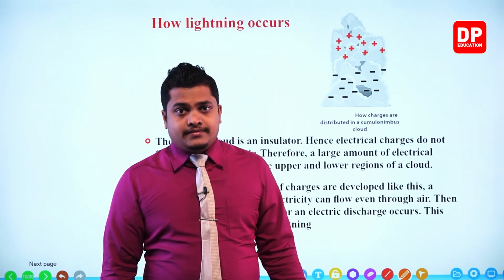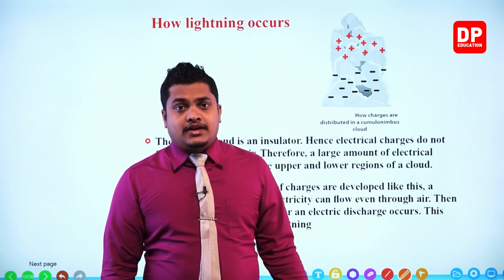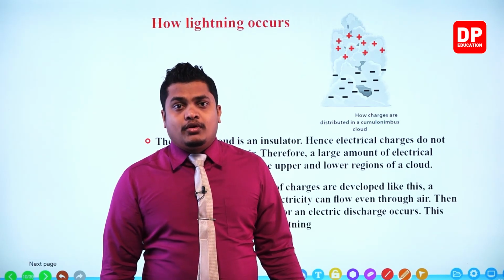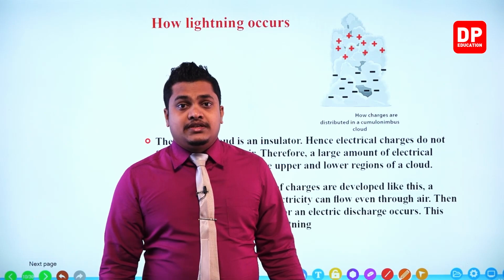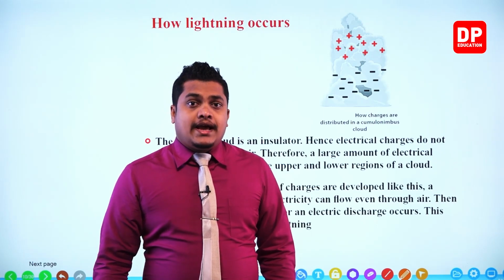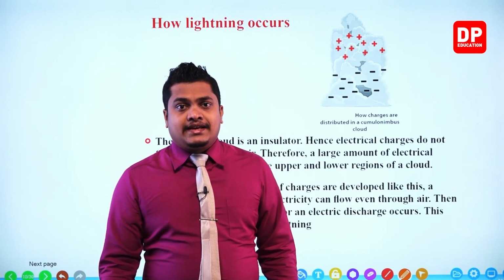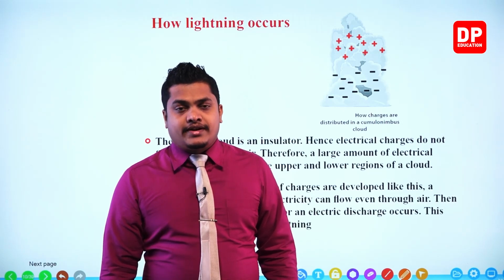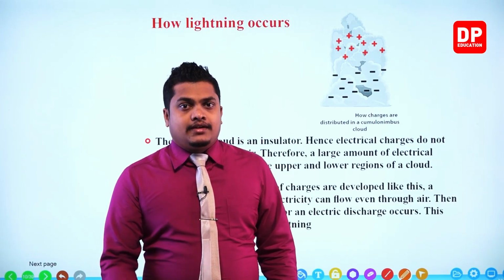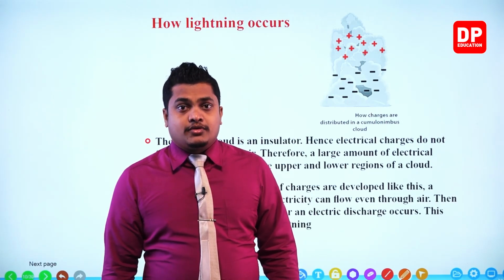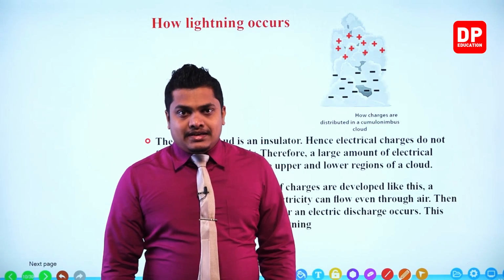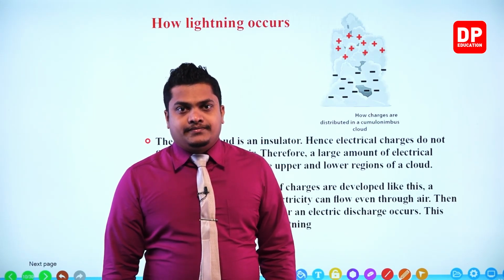However, for a lightning process like this to happen, there should be a large amount of static electrical charges. That's why I told you that these things especially happen within cumulonimbus clouds, because these clouds are much larger and a heavy amount of static electrical charges can be generated within them, my dear children. So, this is how lightning occurs.